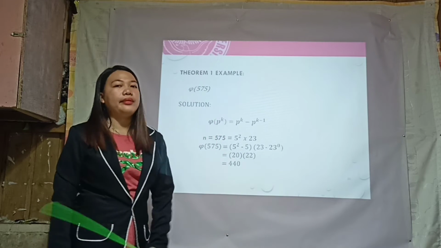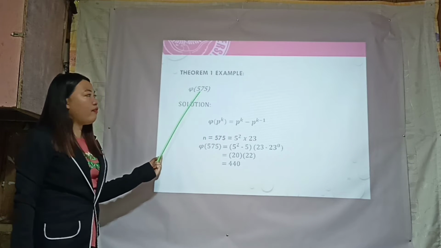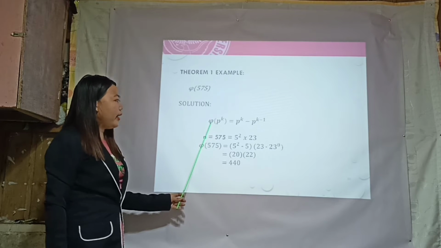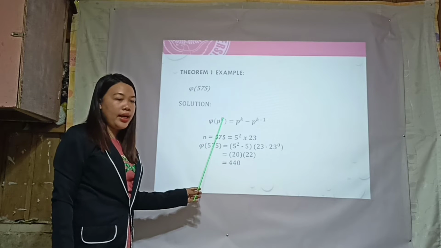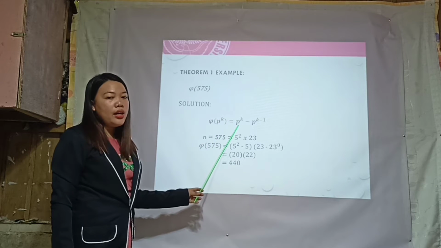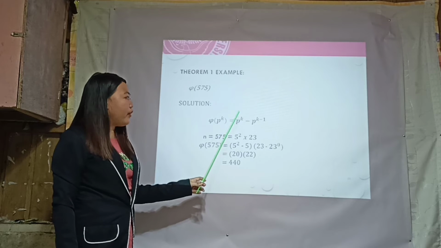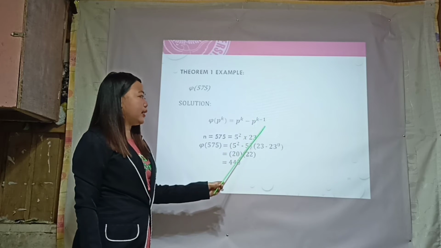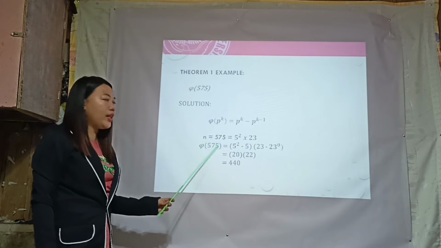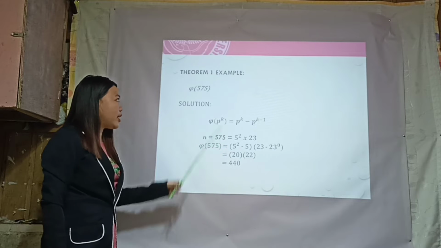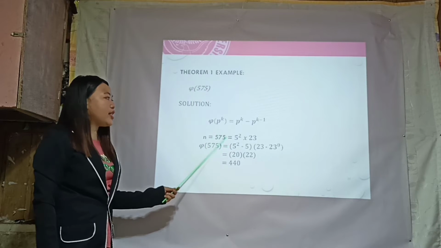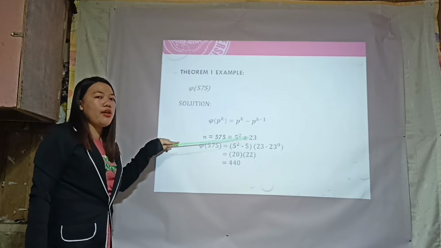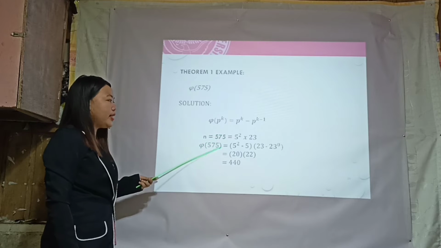So, Theorem 1. Find phi of 575. Solution. Phi of p raised to the power of k is equal to p raised to the power of k minus p raised to the power of k minus 1. So, n is equal to 575, which is, this would be our n, is equal to 5 squared times 23, which is the factorization of 575.